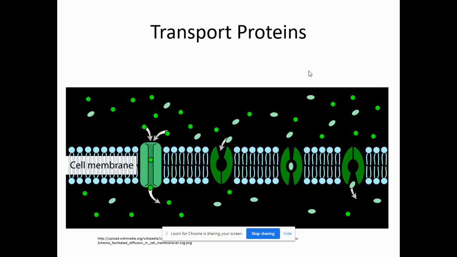So here, transport proteins can exist as a channel. All right, so you see these sort of green pentagon molecules moving down this channel. Or they may exist as what's basically carrier molecules. They sort of open up and carry this molecule across the membrane and let it go to the other side.